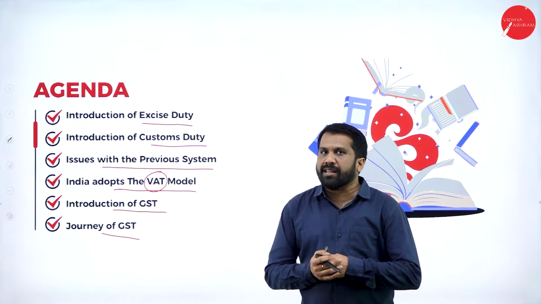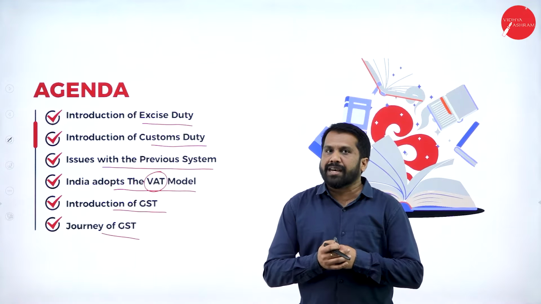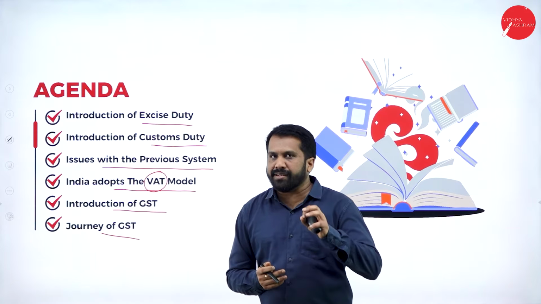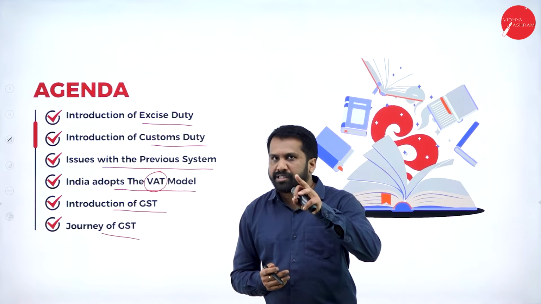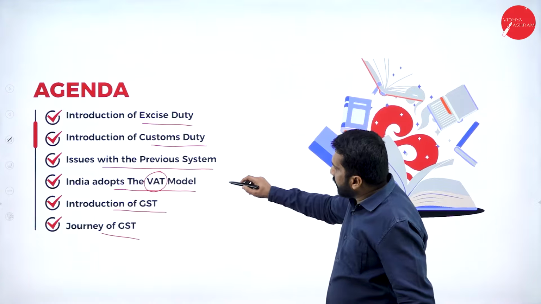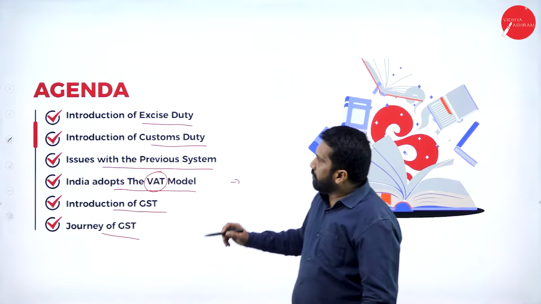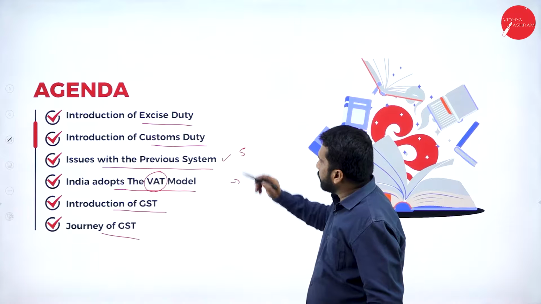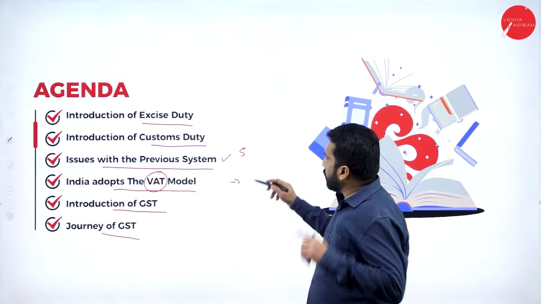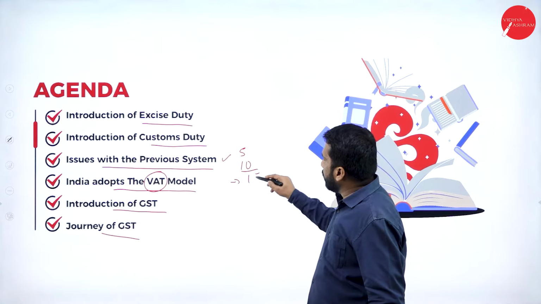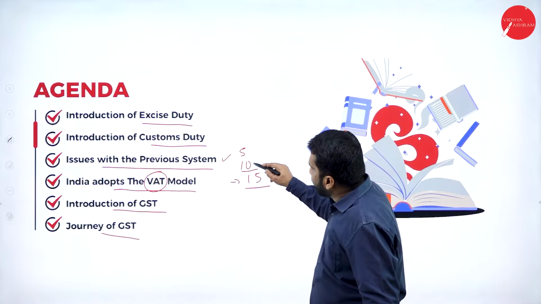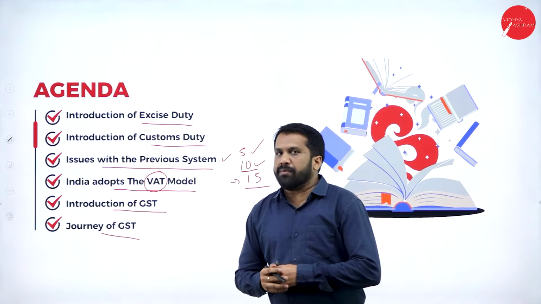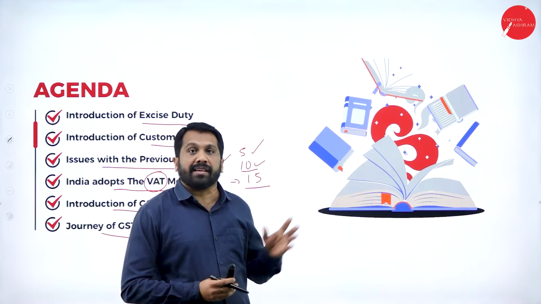You may feel that, sir, I'll go with practical, I'll do the problems, I'll score 60 out of 60. It is impossible in indirect tax. The reason is very simple. For a 15 marks problem, they will give you like this: issues with previous system, 5 marks, and one practical problem on ITC, 10 marks. The total is 15. If you want to attempt the 10 marks, you should attempt the 5 marks also. Hope you are clear. Tax question papers are like this only.